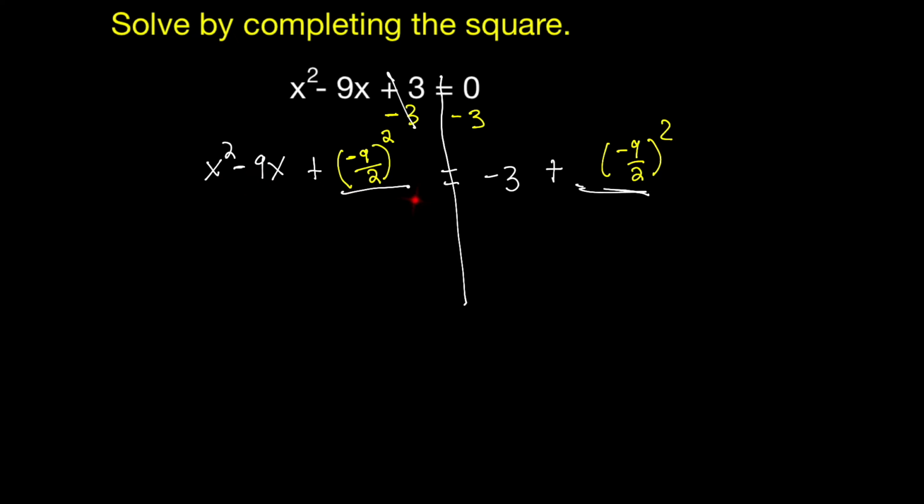On the left hand side, since I have a perfect square trinomial now, I can factor this by grabbing x and adding the quantity that's inside of the parentheses. So here I'm simply going to subtract 9 over 2. We're going to raise that to the second power. On the right hand side, I have negative 3. And then I'm going to simplify this fraction that's being raised by a power of 2. So negative 9 to the second power, that's going to be positive 81. And then 2 raised to the second power, that's going to be positive 4.